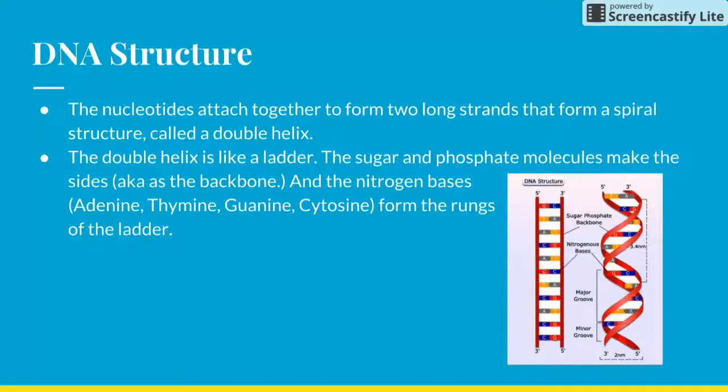The structure of DNA is a double helix. The nucleotides attach together to form 2 long strands that form a spiral structure. This is the double helix. You can think of the double helix like a ladder. The sugar and phosphate molecules make the sides, which we call the sugar-phosphate backbone. And the nitrogen bases, adenine, thymine, guanine, and cytosine, form the rungs of the ladder as base pairs. Again, note the way that these pairs are together: G and C, T and A.